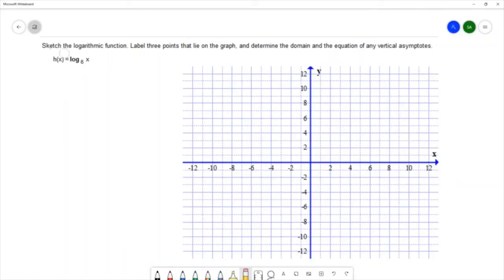This question says, sketch the logarithmic function, label 3 points on the graph, determine the domain and the equation of any vertical asymptotes. Our function is h of x equals log base 6 of x. So we're going to sketch the graph of this logarithmic function by plotting points.